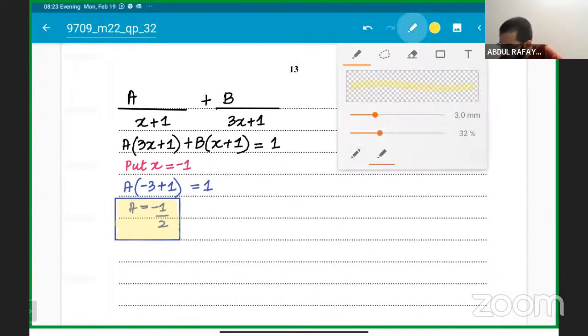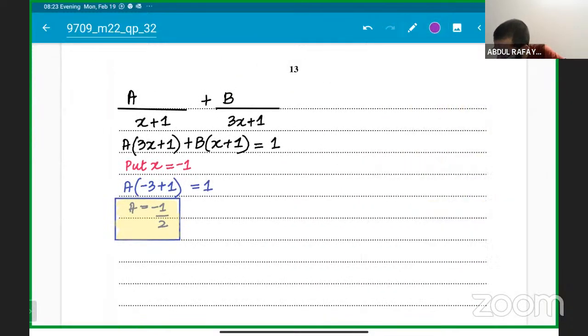Then find out the B value. So let's do the B value here only. The B value will be simple. Now we'll have to put x value as -1 over 3. Okay, just give me 1 minute. Let me put the charger.